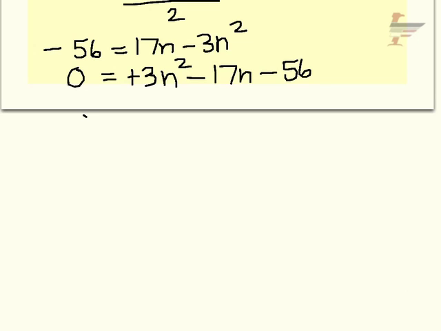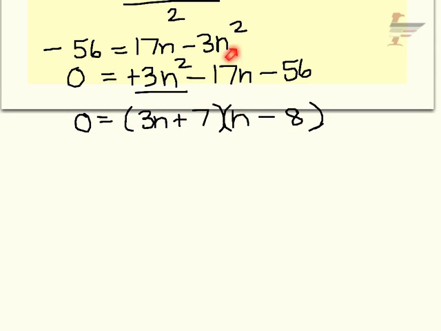Some of these, by the way, do get kind of ugly in terms of factoring, so you'll always have your calculator to help out. But factors of 3n squared have to be 3n and n, so that's good news. Factors of negative 56, I'm going to go with 8 and 7. Let's see, minus 8 and plus 7, and if I FOILed that out, I'd get 3n squared, minus 24 plus 7 is negative 17, and 7 times negative 8 is negative 56. And then when I solve these, I'm going to get negative 7/3, and I'll get positive 8.